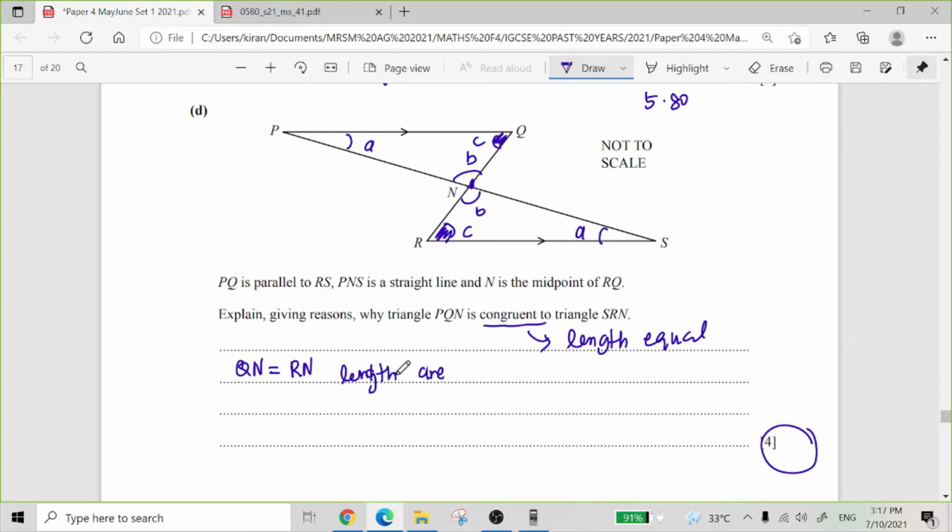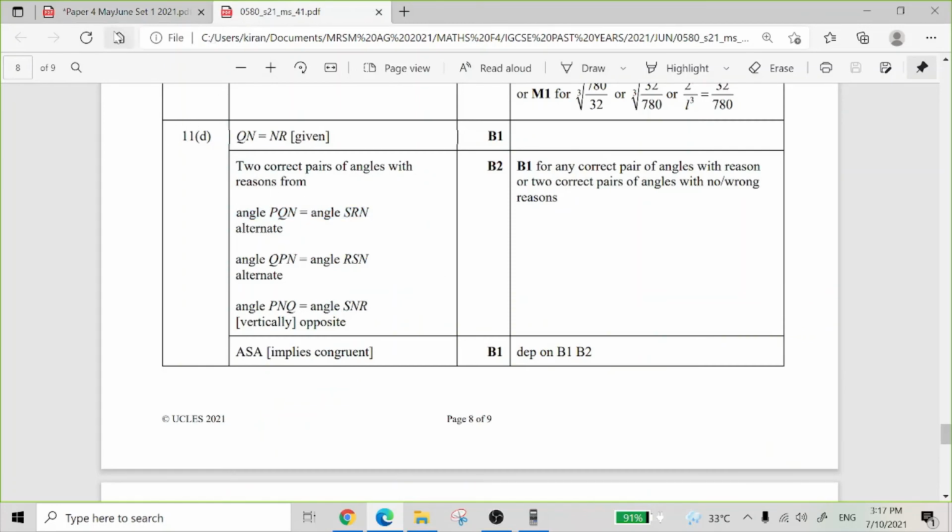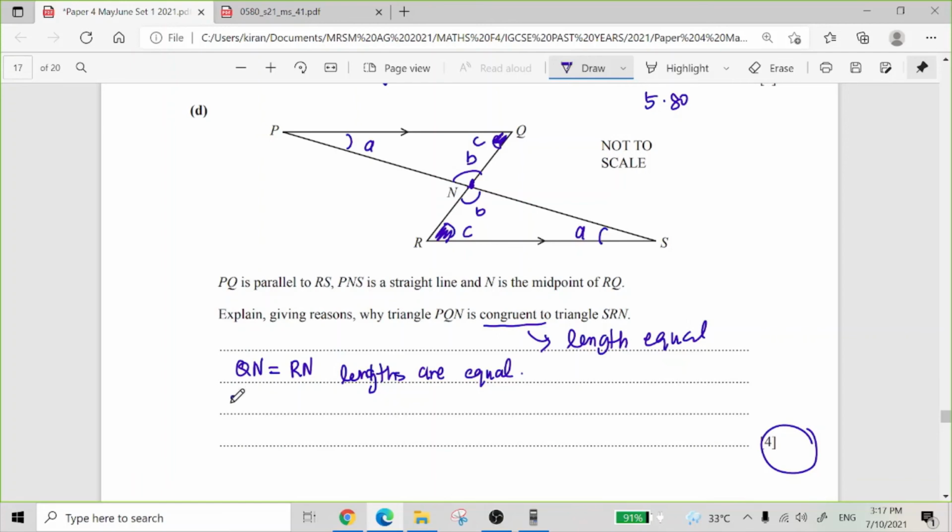Okay, and then another 3 points. What do we show for the other 3 points? Here, angle PQN equals angle SRN. Okay, and then angle QPN equals angle RSN. Okay, and then angle P here, angle B there, we call it the opposite angle. Opposite angle.